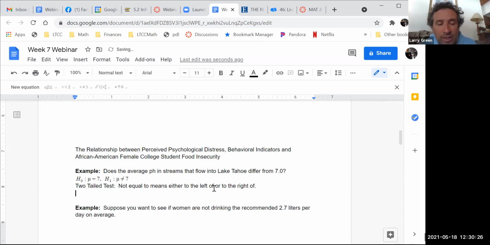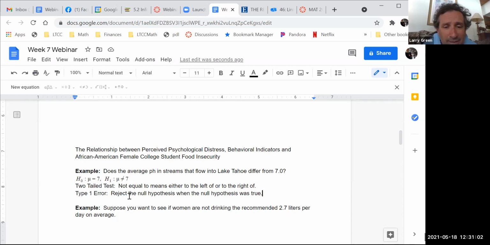Okay, the next is we're going to talk about the errors. So let me write down type 1 error. So let me give you in general what that means. A type 1 error means you reject the null hypothesis when the null hypothesis was true. Rejecting the null hypothesis means accepting the alternative hypothesis.